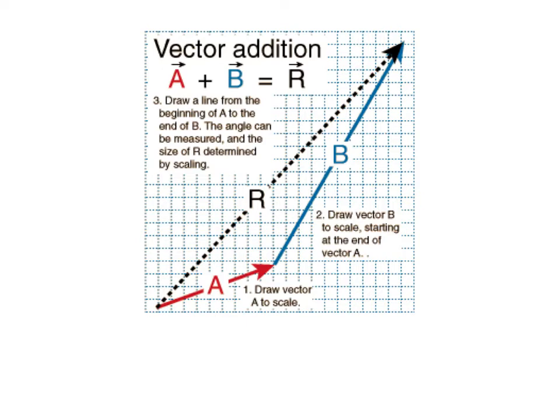Now, anybody have any guess as to how I can figure out R when I have it on a grid like this? What do you think? Use your context clues. How can I figure out the length of vector R by using this graphical approach? We're going to do it with math, and with sine and cosine and all that stuff for sure. But I'm asking you now, how can I figure out the length of vector R?